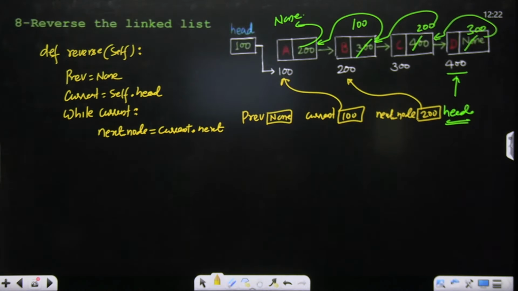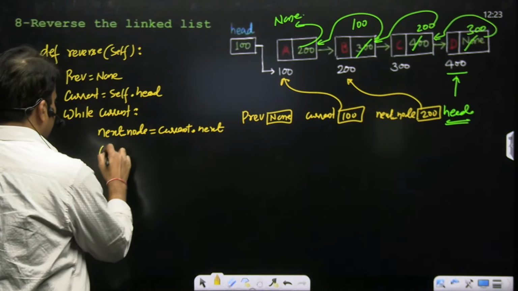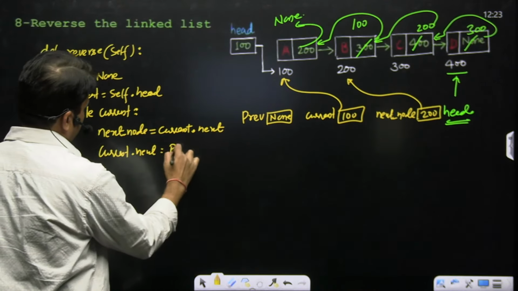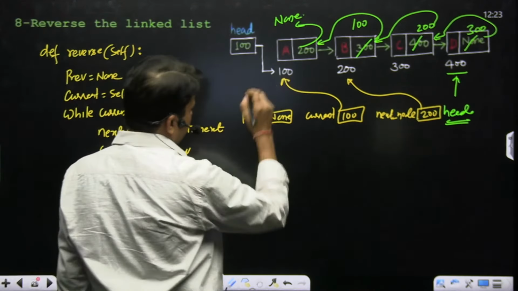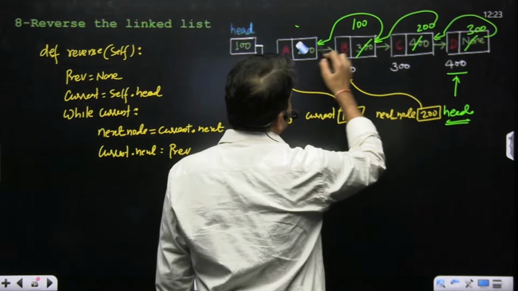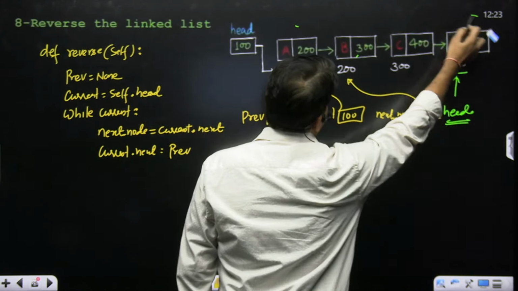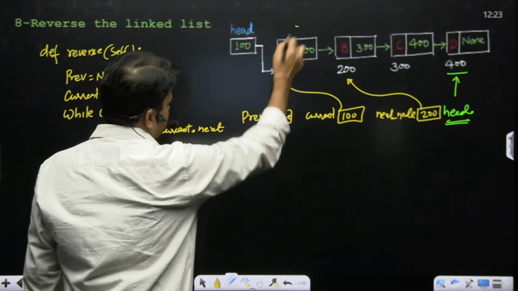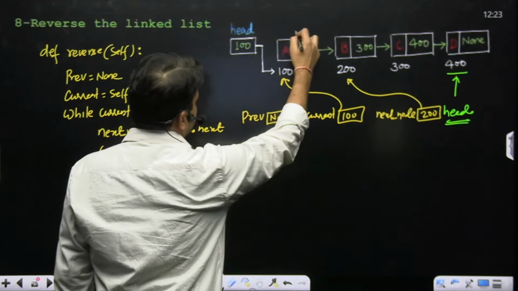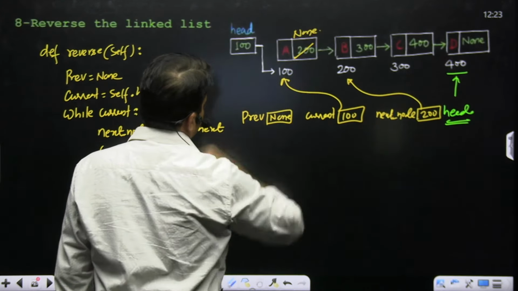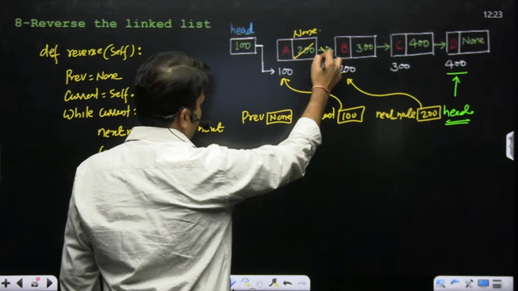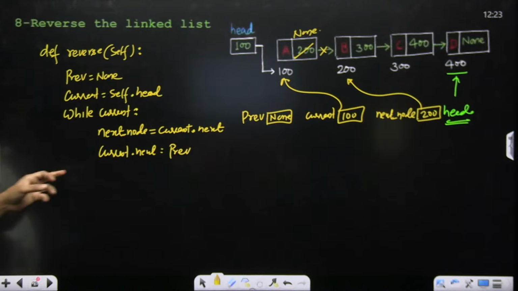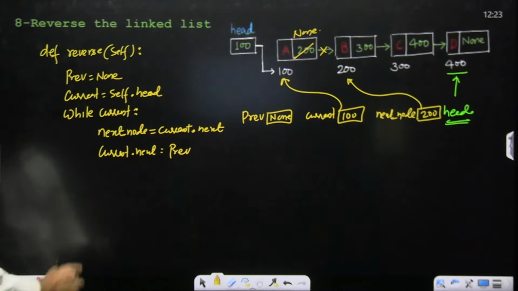And current dot next equals to क्या कर दो? Previous. Current dot next equals to previous, student. What is inside the previous, student? Previous is what, sir? None. So this is none. Okay, if this is none, so this is not pointing to this one. Current dot next equals to previous and previous equals to current.